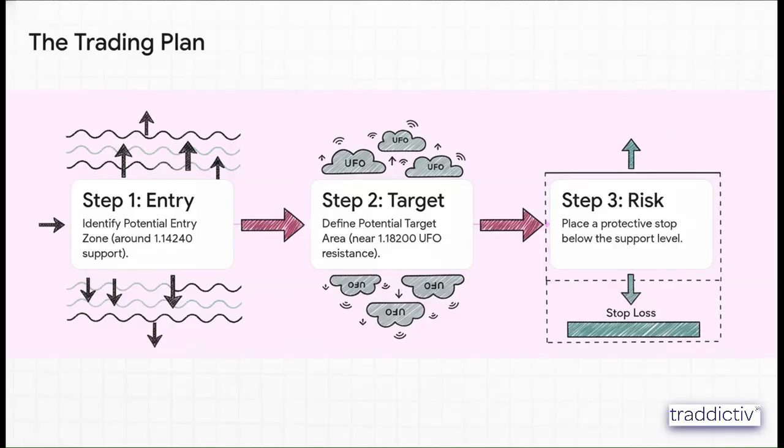First, we identify our potential entry zone, which is right around that confluence of support. Second, we look up on the chart to find a logical target, maybe something like that cluster of UFO resistance levels way up around 1.18200. And third, we define our risk by placing a protective stop just below the support level.